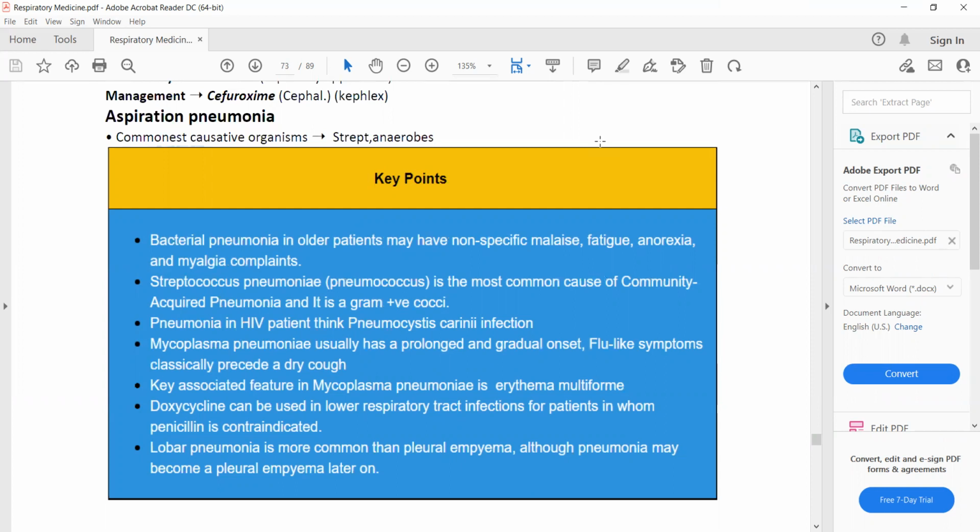So some key points. Remember that bacterial pneumonia in older patients may present with non-specific malaise, fatigue, anorexia, and myalgia. In other words, older or geriatric patients don't have the specific or typical features of bacterial pneumonia. Streptococcus pneumonia is the most common cause of community-acquired pneumonia, and it is a gram-positive diplococcus. Pneumonia in an HIV patient, think of Pneumocystis jirovecii pneumonia.